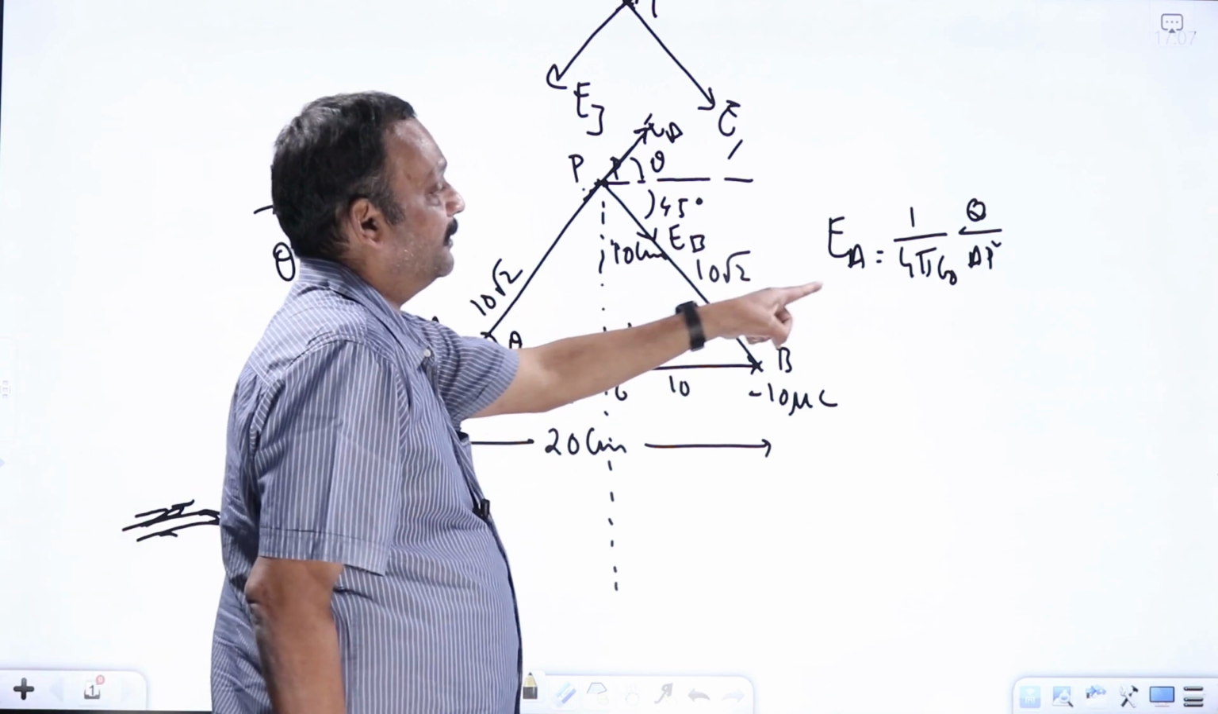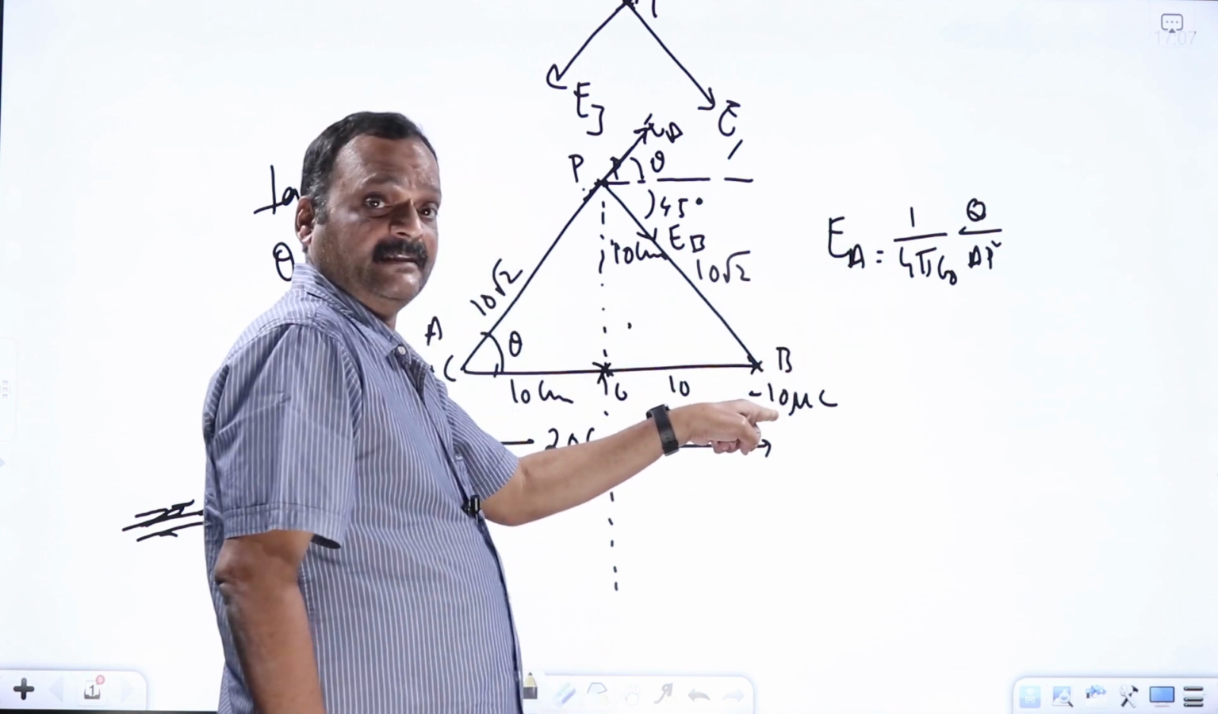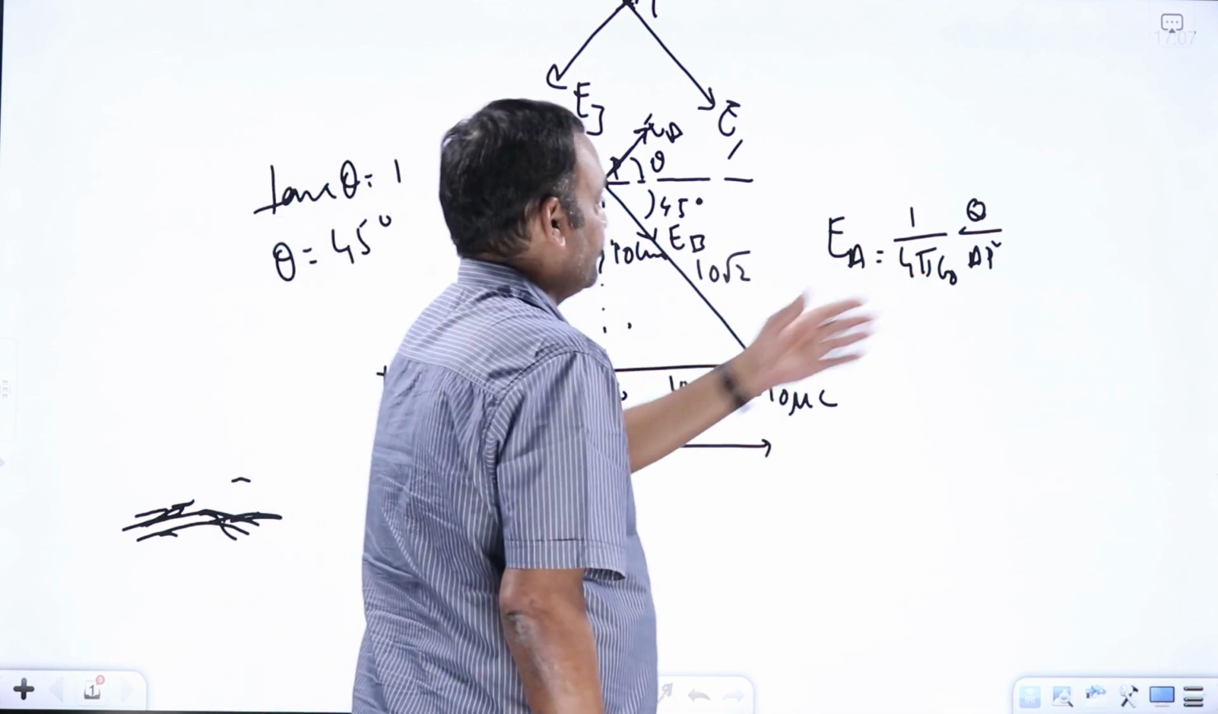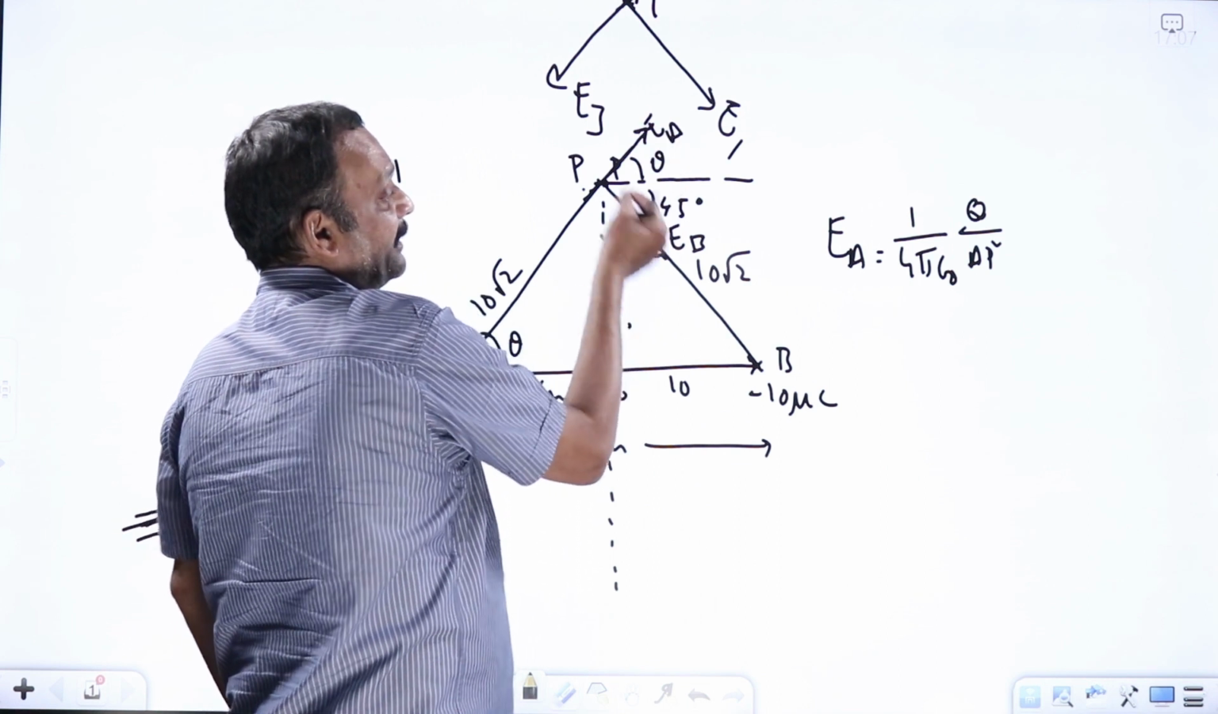So EB equals 1 by 4 pi epsilon naught. The charge magnitude is the same, 10 microcoulombs only. The distance is also the same. So EA will be equal in magnitude to EB.